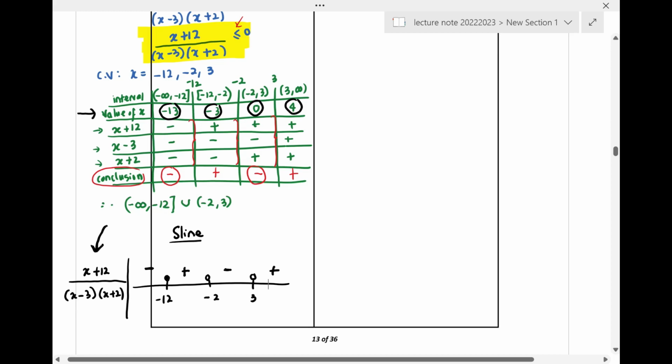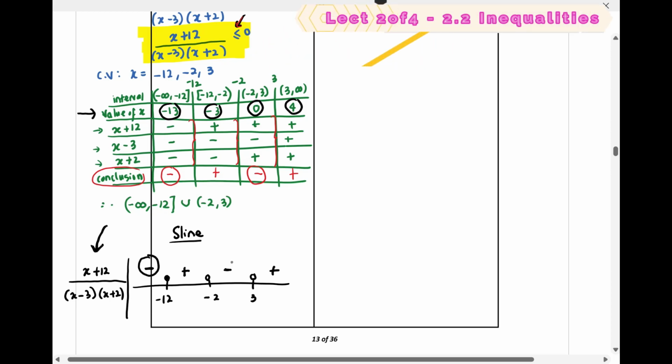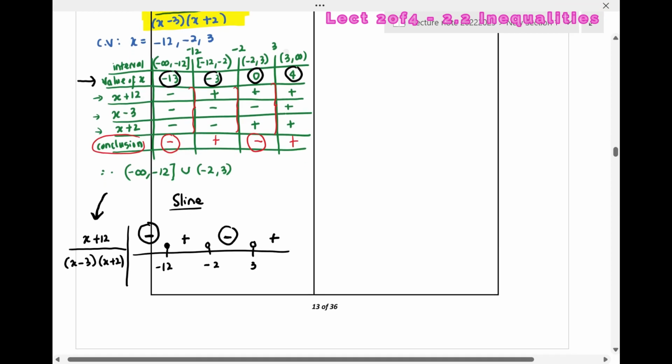Okay, so this is the same question. We still want the less than here, the one I highlighted yellow. Less than means we need the negative signs. So again, the answer is exactly the same as when we used the table of sign.